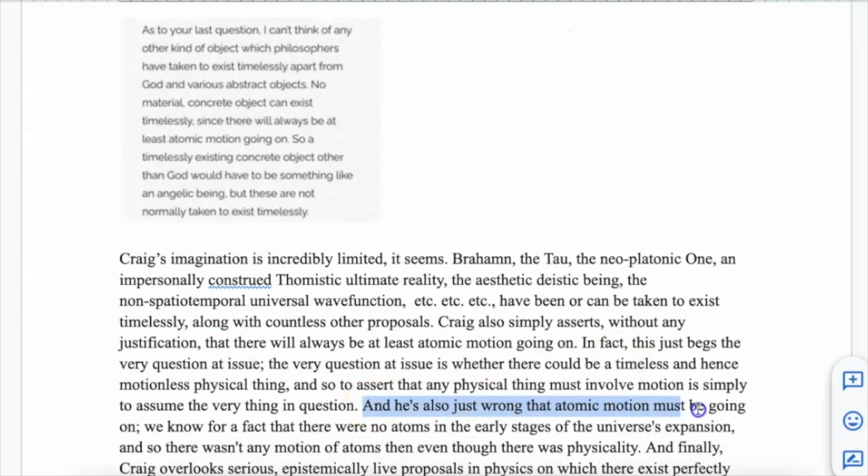And he's also just wrong that atomic motion must be going on. We know for a fact that there were no atoms in the early stages of the universe's expansion, and so there wasn't any motion of atoms then, even though there was physicality. And of course, there isn't atomic motion when it comes to, like, physical fields, which are generally taken by contemporary physicists to be more fundamental than particles.